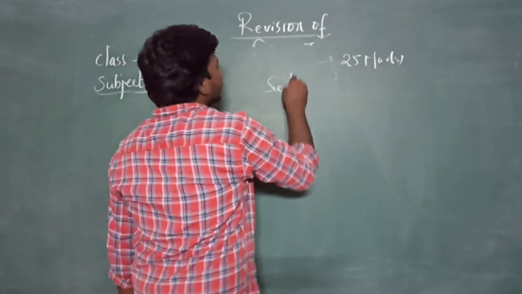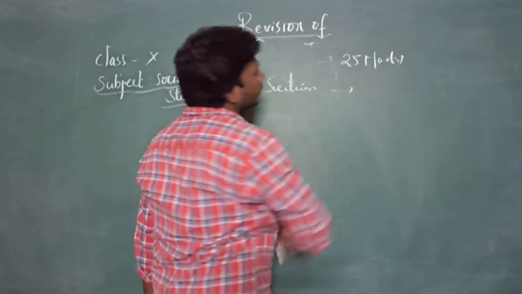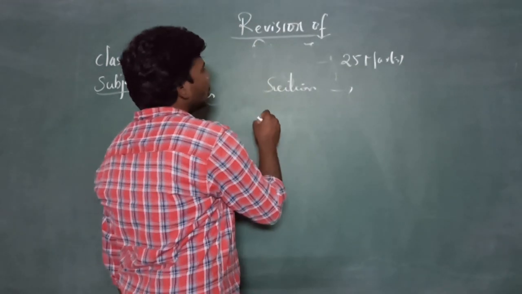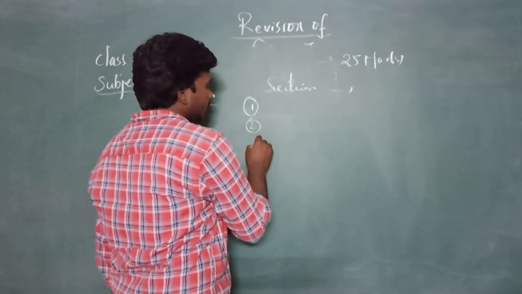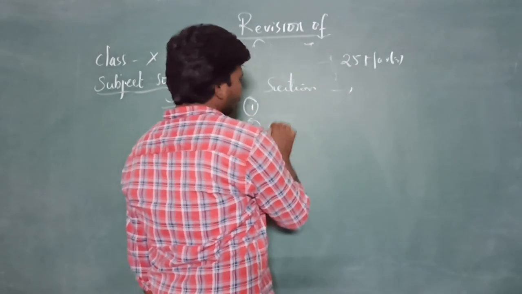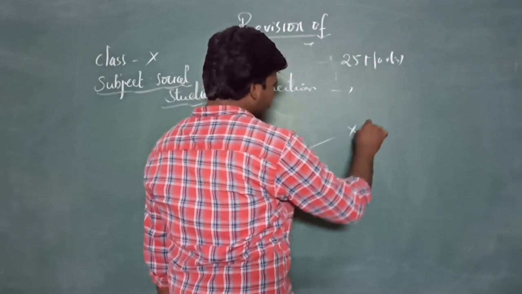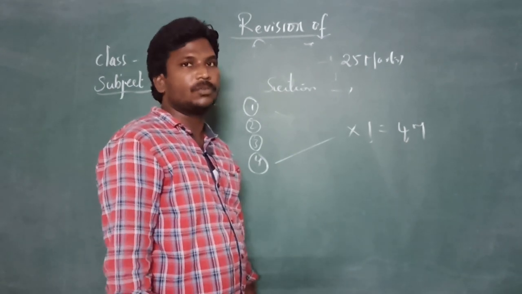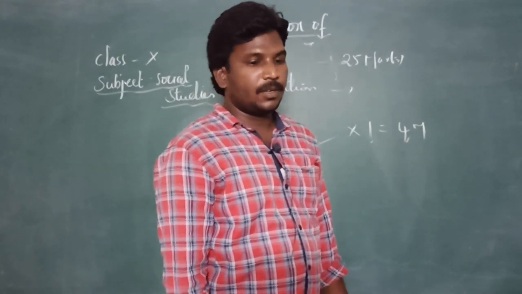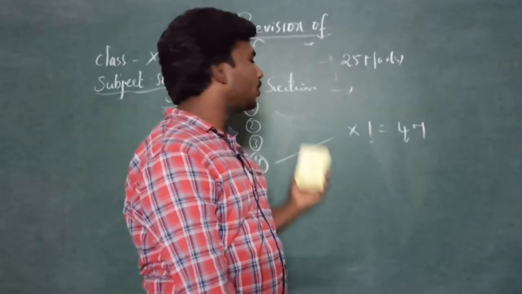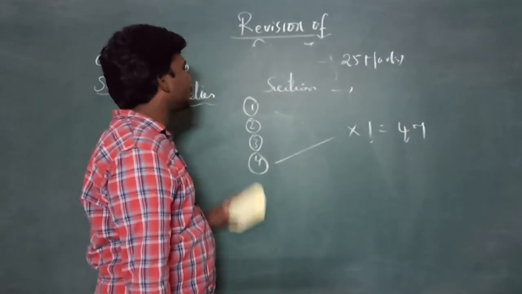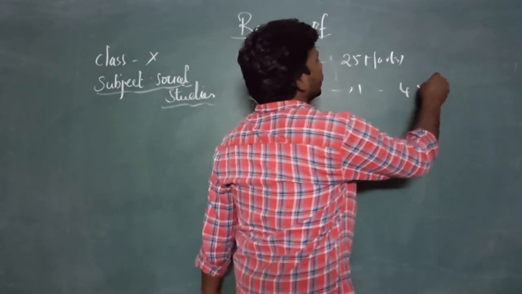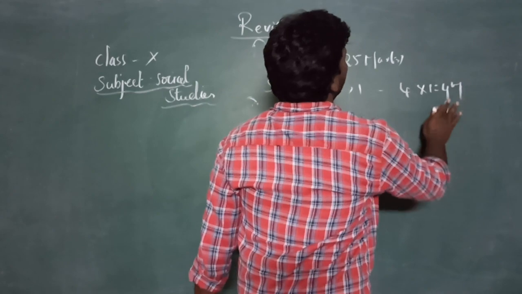Section 1. Totally how many questions? We are going to ask you 4 questions. Each carries 1 mark. So you have to write 4 one-mark questions. So section 1 is 4 questions into 1, equal to 4 marks.